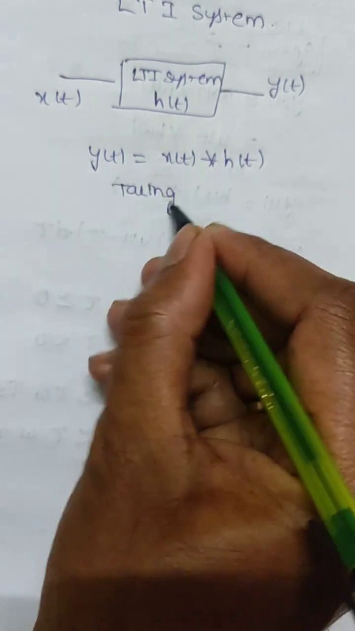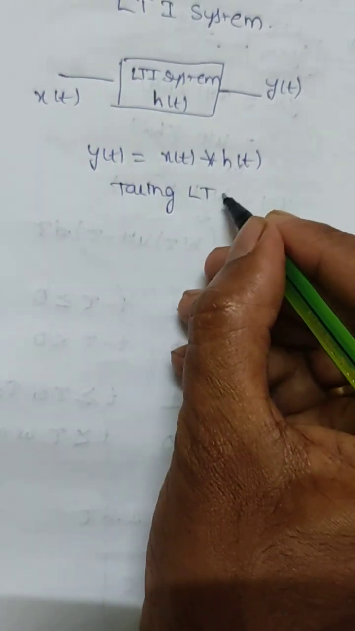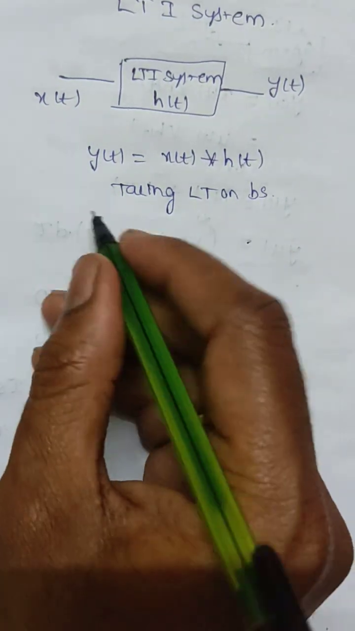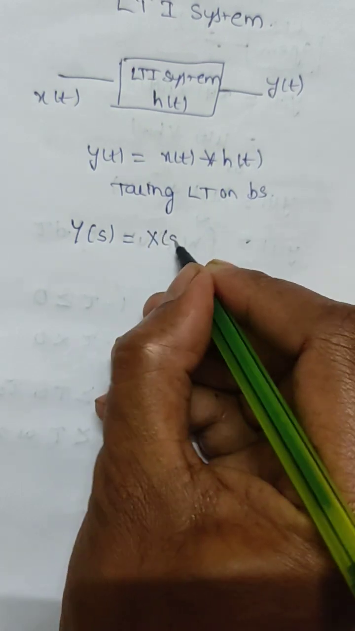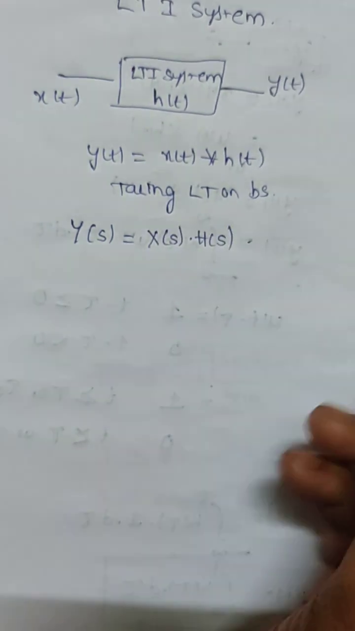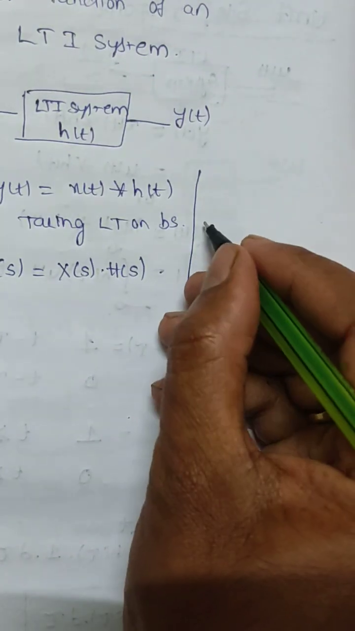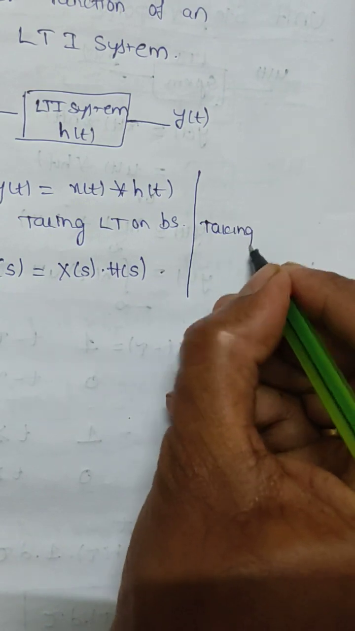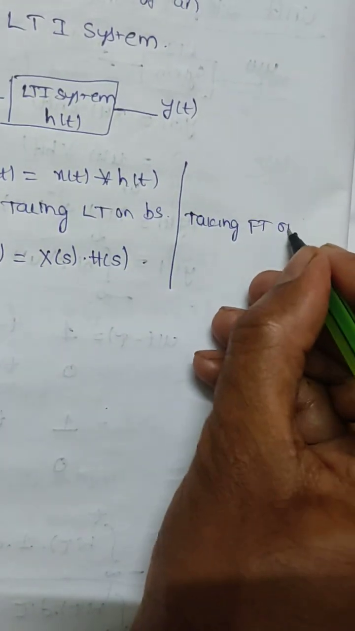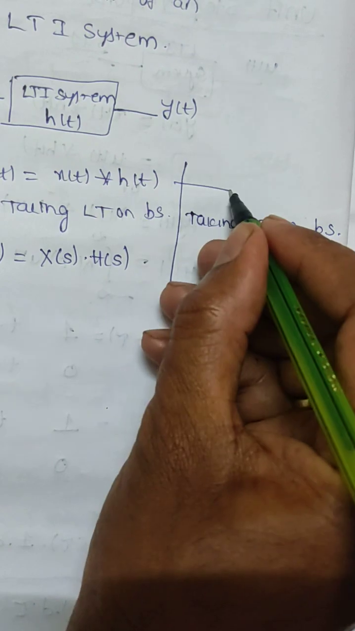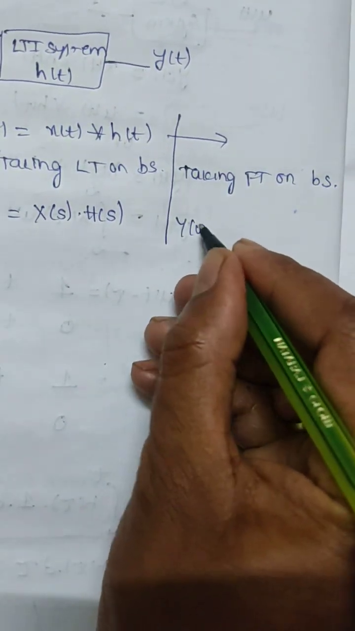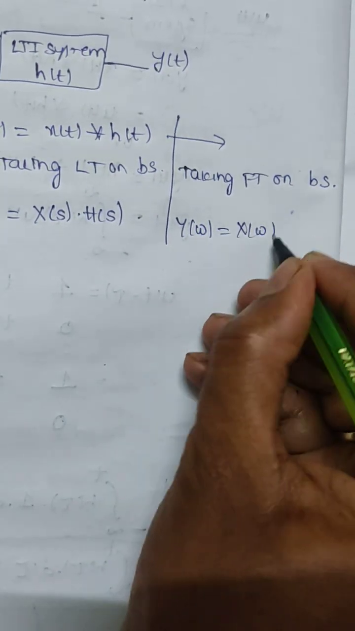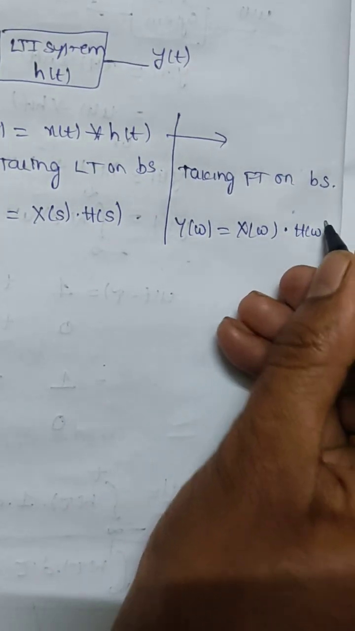So we can also take Laplace transform on both sides. Taking Laplace transform on both sides, we get Y of s is equal to X of s multiplied with H of s. So this is one way, and we can also get another answer by taking Fourier transform on both sides of the same equation. Y of omega is equal to X of omega multiplied with H of omega.